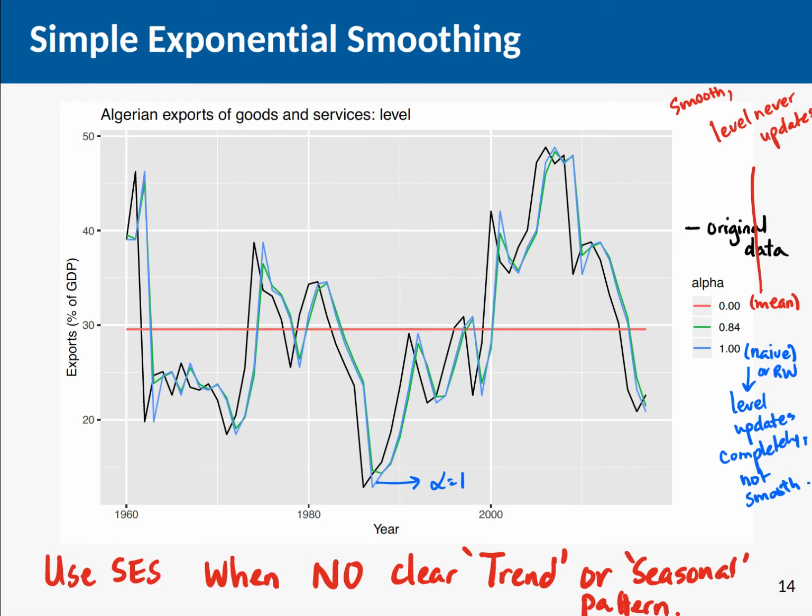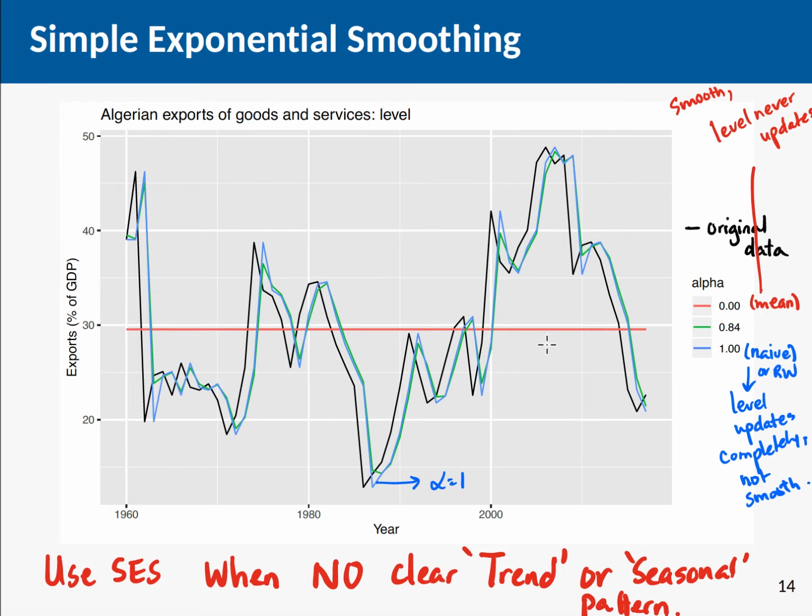Now, before going into how we code that, it is important to look at what this graph is telling us. So you have time on the x-axis, and you have exports as a percent of GDP for Algeria, and the black line denotes the original level.